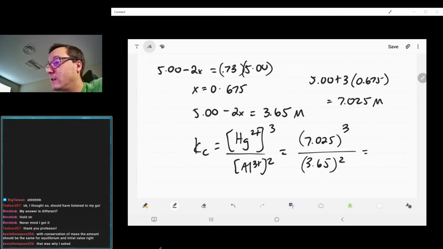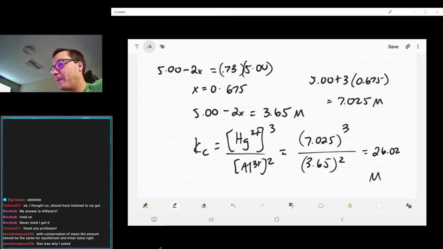Let's see what we get. 7.025 cubed divided by 3.65 squared. We get 26.02. Units would just be molar for this. I'm not really sure about the sig figs because it just said 5, which is a terrible number. I mean, technically we would round this to 30, but I'm thinking that this particular instructor is not as strict about sig figs as I am.